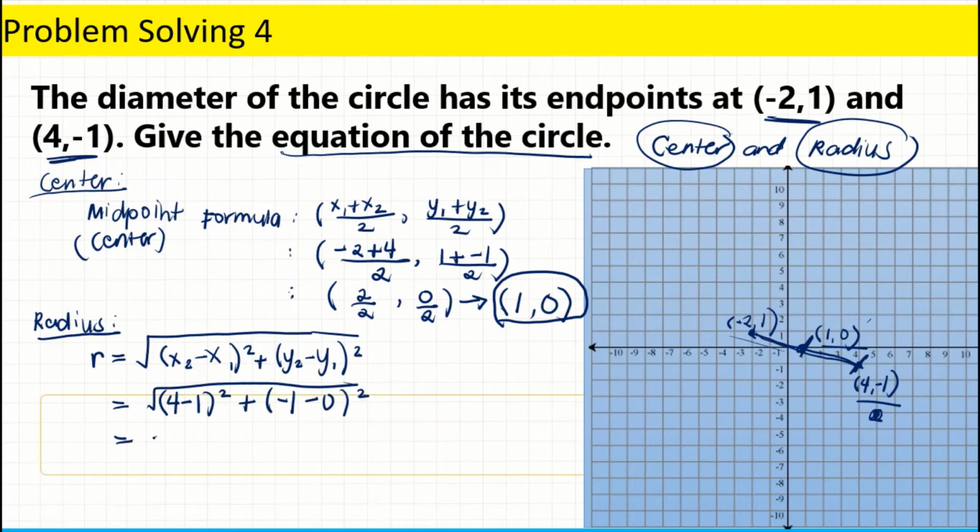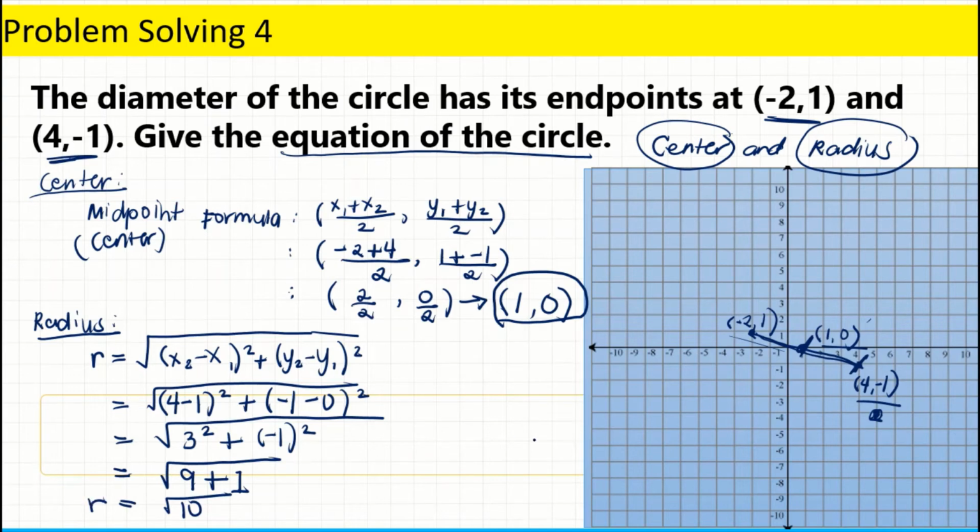So it is equal to the square root of 3 squared plus negative 1 squared. So we have the square root of 3 squared equals 9, plus negative 1 times negative 1 equals positive 1. So therefore, simplifying further, we will have 9 plus 1 equals square root of 10. So yung square root of 10 na yan, that will be the value of our radius.